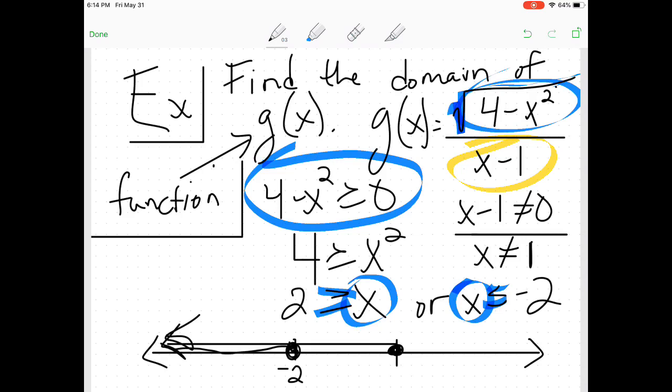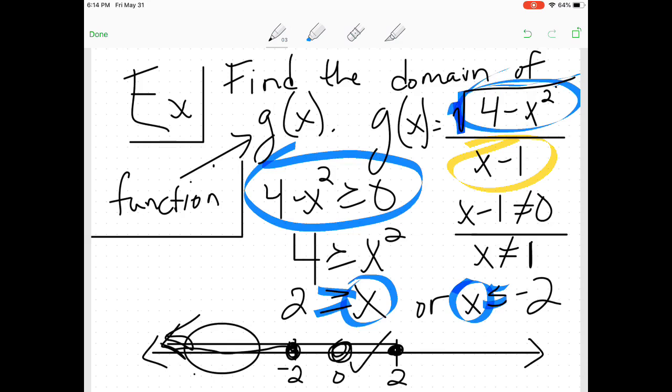It doesn't really make sense, right? These arrows are overlapping. We don't really want these arrows overlapping, right? And if I plug in a number, let's say I pick some number that falls in this range here. Let's just say 0, right? 0 falls between negative 2 and 2. If I plug that in, 4 minus 0 squared, well, that's 4, and that is greater than or equal to 0. So that works, right? 0 works.